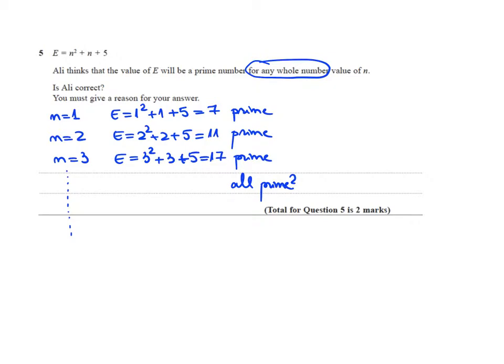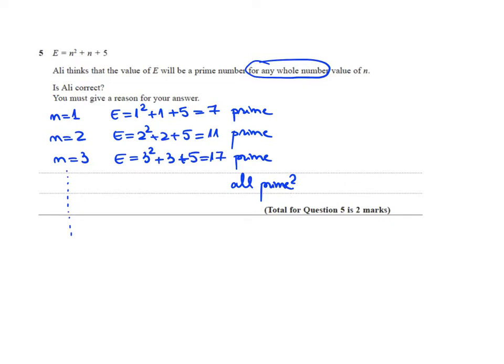Now, if I notice that pretty much all of them are prime numbers, if I try 10, 15, 20, and so on, then it's still not enough to justify that Ali is correct. So I would need a very general proof. But it's worth trying, because if I find a single number n which, after substituting, the expression E will not give me a prime, it means that Ali is not correct.